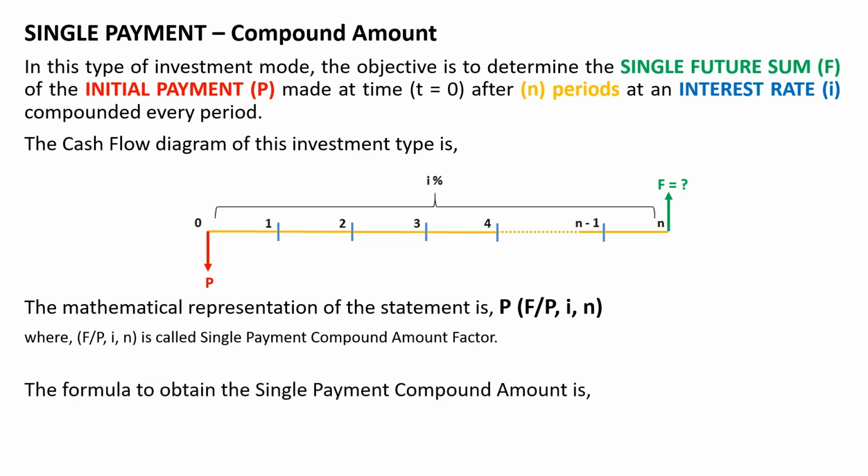The formula to obtain the single payment compound amount is F is equal to P into (1 plus i) whole to the power of n. Here the value of interest is in terms of decimals.